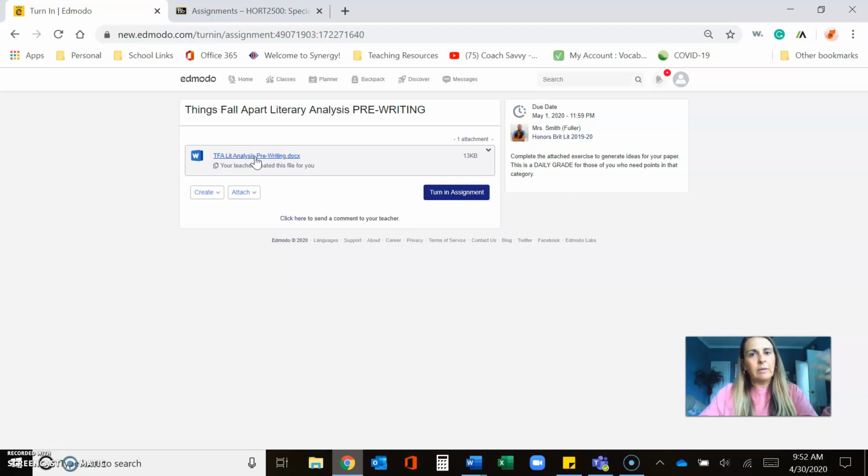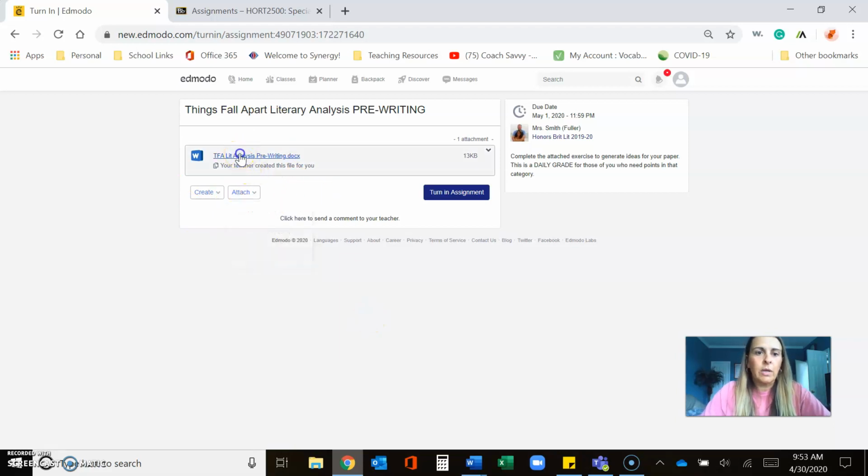However, sometimes if you have connectivity issues or Edmodo's being glitchy or it just doesn't open properly, you may have to come back here and create or attach. I don't really care how you end up sending it to me. Attaching it is sometimes the easiest. You download a copy of it to your computer, and then when you finish it, you just attach a file from your computer. If you need a grade, it's a daily grade, so you can figure out the best way to attach it for you.